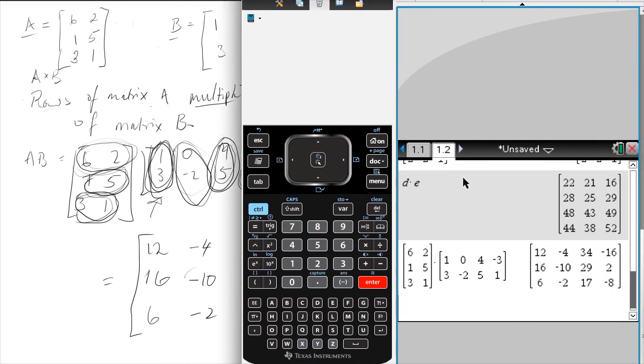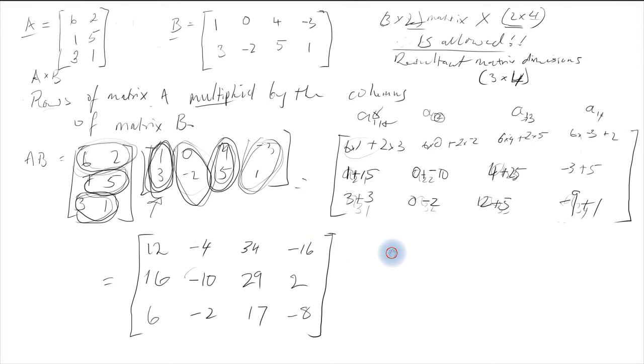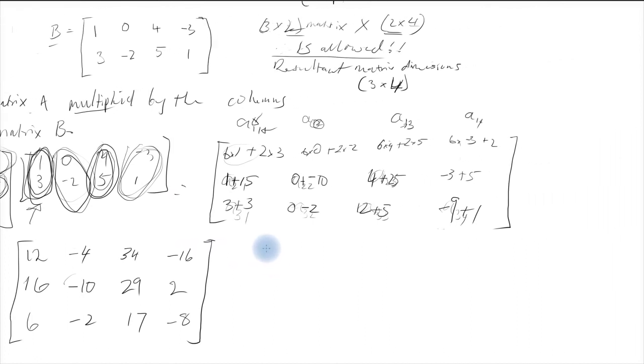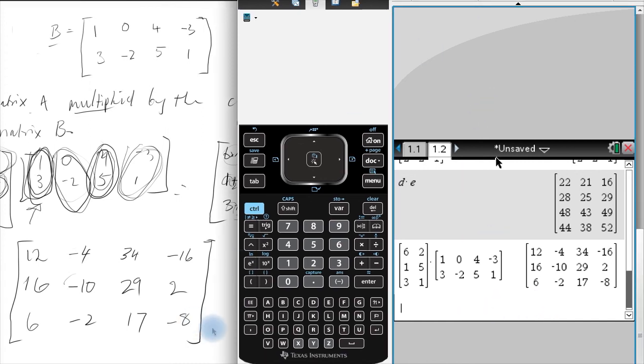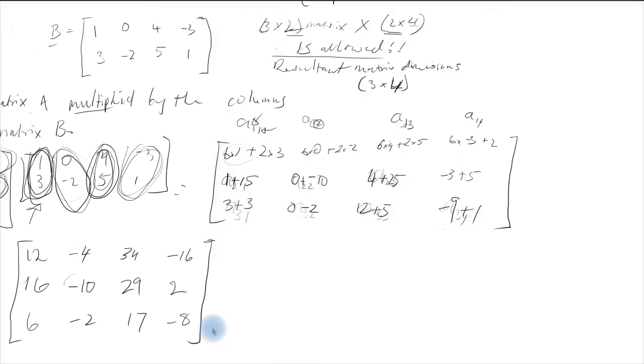There you go, there's our answer. So let's check it as we go. Alright, so we've got 12, minus 4, 34, minus 16, 16, negative 10, 29, 2, 6, negative 2, 17, minus 8. So it looks like we have done that one perfectly correctly, which is excellent. Well done, us. Okay, for one more, a little bit quicker example maybe.